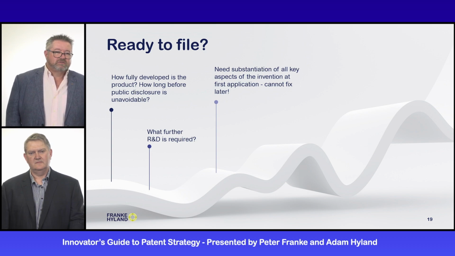What we really need in terms of technical information is substantiation of all the key aspects of the invention. And it's important that we're able to put the real key aspects of the technology in that first application, because you usually can't fix that later. Our first application's date of filing is the one that sets where in the world of technology our invention sits. Consequently, whatever detail we have around that technology is the level of detail that we'll need to deal with for the remainder of the application process.